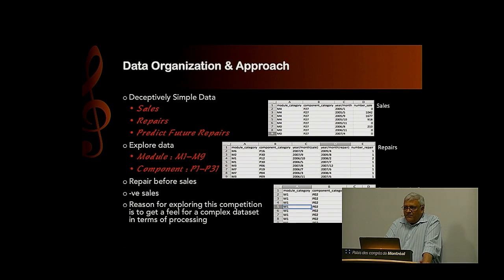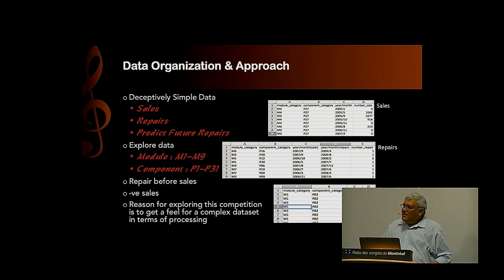Very simple. You have 10 modules, M1 to M10. You have 31 components, P1 to P31, so 32 components. They give you the sale date and how much it sold, the year and month. It sold this much on this day, this much on this day. And they also give you the repairs, when this particular module combination, M8, not M16, since the modules are 1 to 10, got repairs.